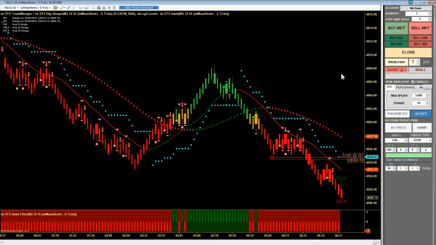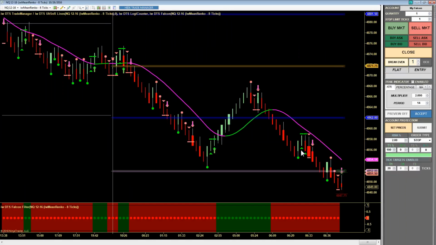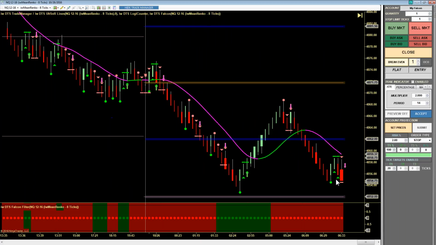Now, while we're letting this trade percolate, let's go take a look here at the Falcon Swing Trader, where out of the open we also had this signal here. This is our trend change signal. With the Falcon Swing Trader, we pay a lot of attention to this line that's running through here, our trend line. When it's green, we're looking to buy. When it's red, we're looking to sell.